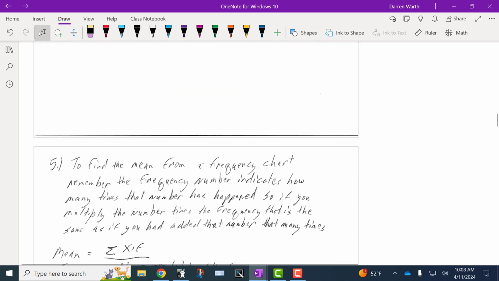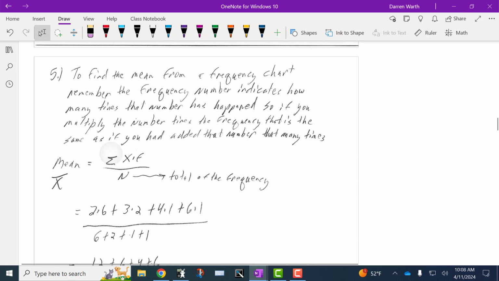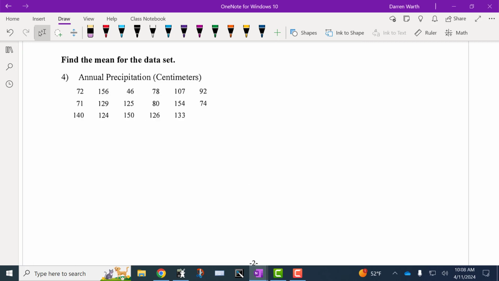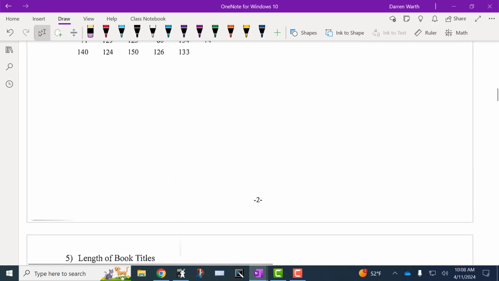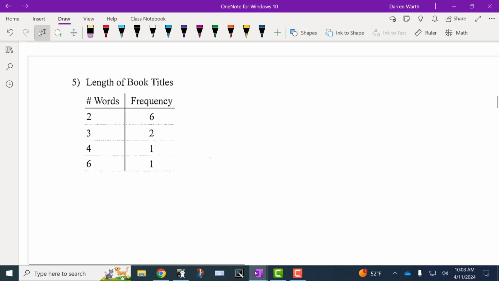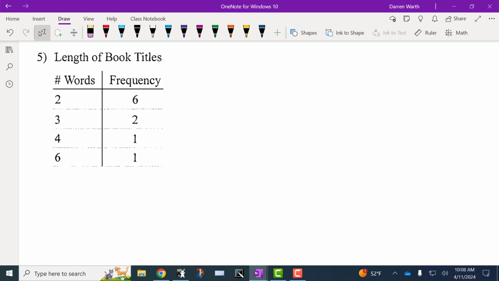Now this next problem right here, on number 5, we're looking at a frequency table, and the directions are the same. So remember, the directions carry on over. It says the length of book titles. So you're going to notice that the directions on this one again is find the mean.